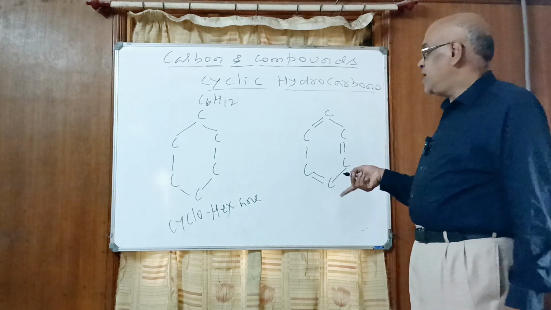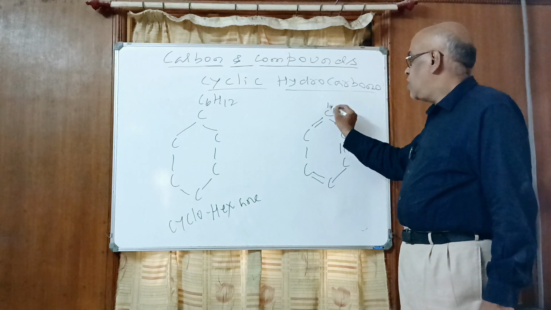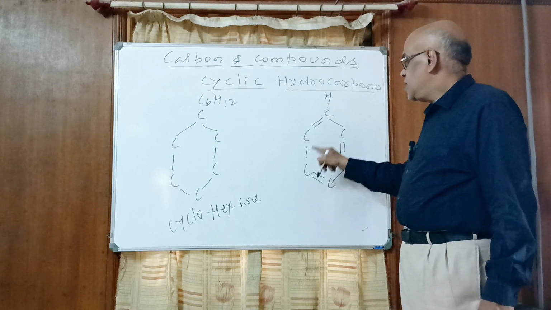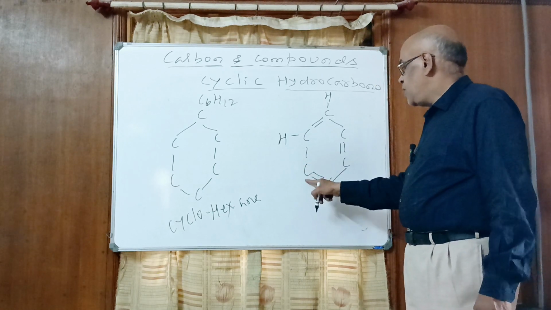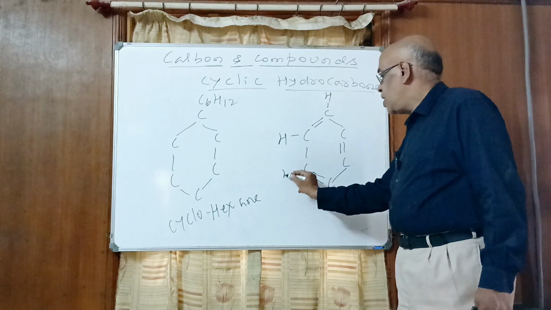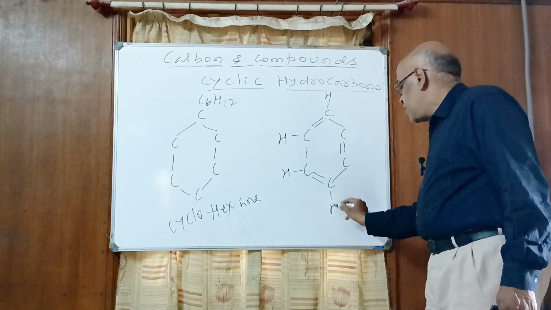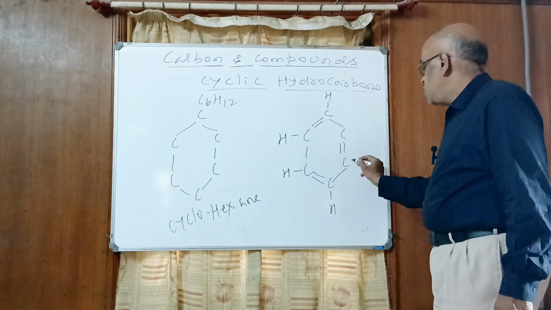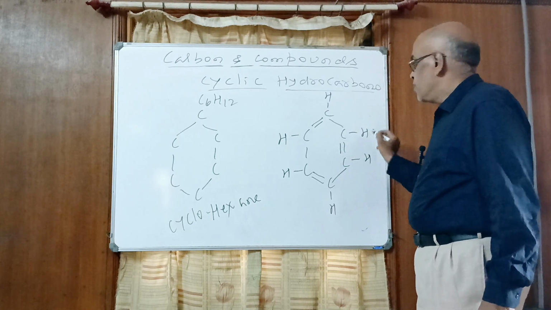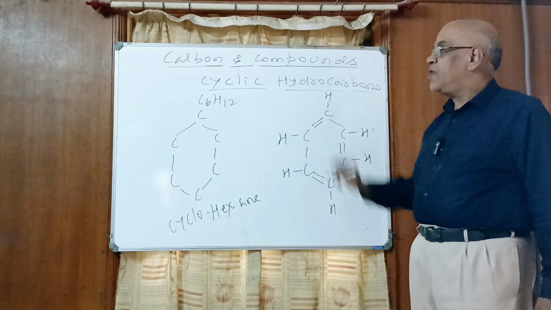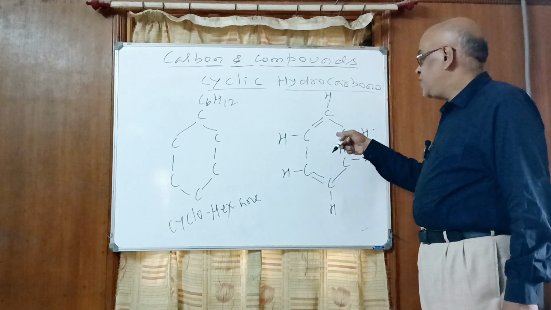Now you can check the valency of this carbon atom. 3 plus 1, 4 valency satisfied, 1 more left. To this carbon atom, 2 plus 1, 3, 1 more left. To this carbon atom, 2 plus 1, 3, 1 more left. To this carbon atom, 2 plus 1, 3 satisfied, 1 more left. To this carbon atom, 1 plus 2 finished, 1 more left. To this carbon atom, 2 plus 1, 3, 1 hydrogen. See, children, what is the molecular formula of cyclohexane? C6H12.